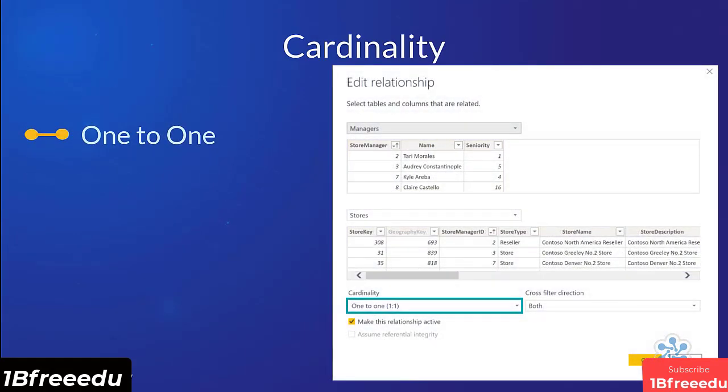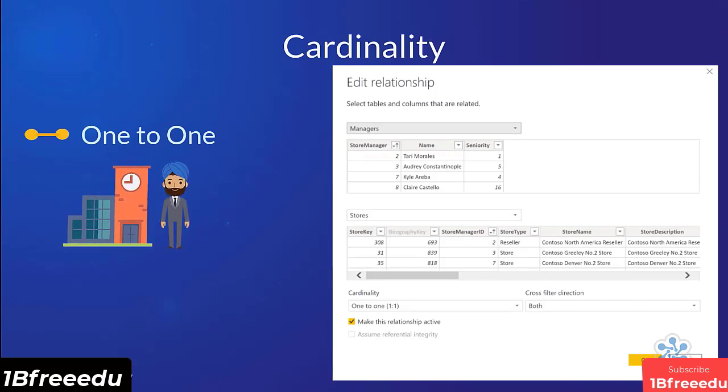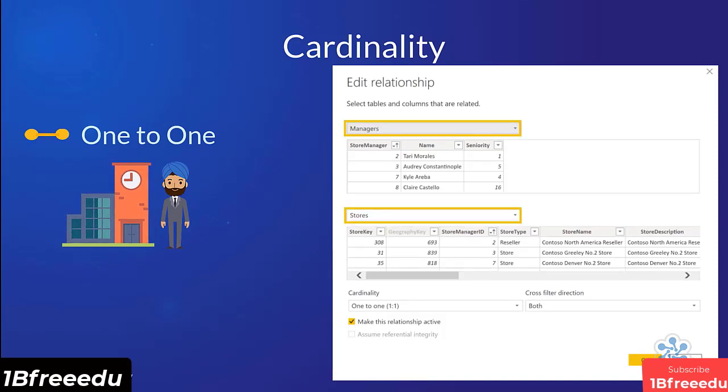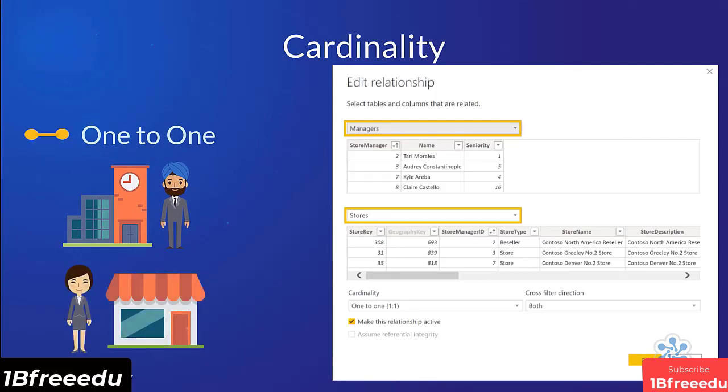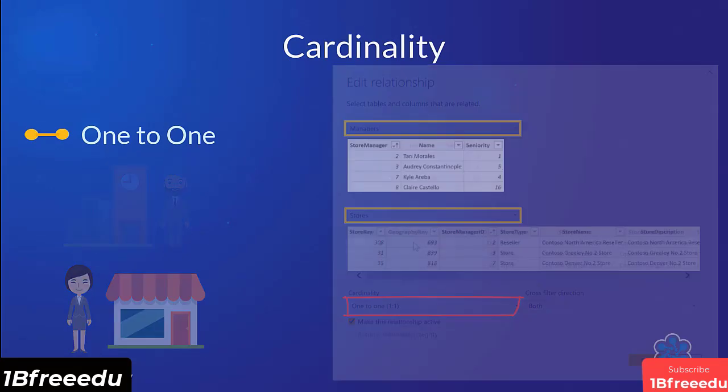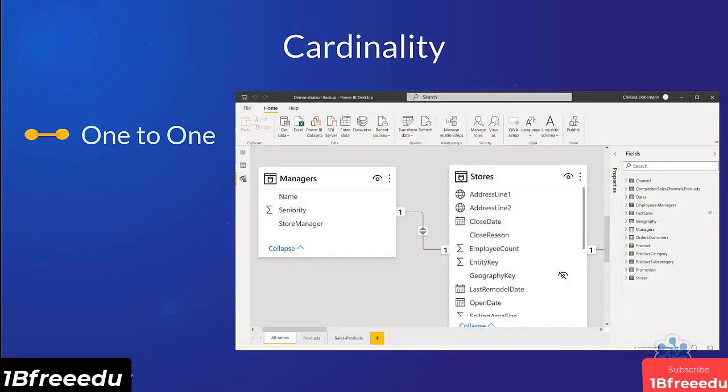One-to-one is a cardinality for which each record in Table A is associated with one and only one matching record in Table B. For example, this company has one store manager for every store. When the store manager table is related to the stores table, since each store has only one manager and each manager only manages one store, this will create a one-to-one relationship. I can visually identify this by looking at the endpoints of this relationship, where I can see a number 1 on each end. This relationship is simple and pretty user-friendly.